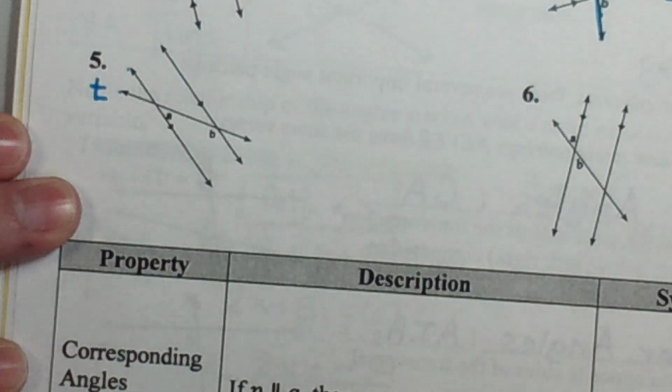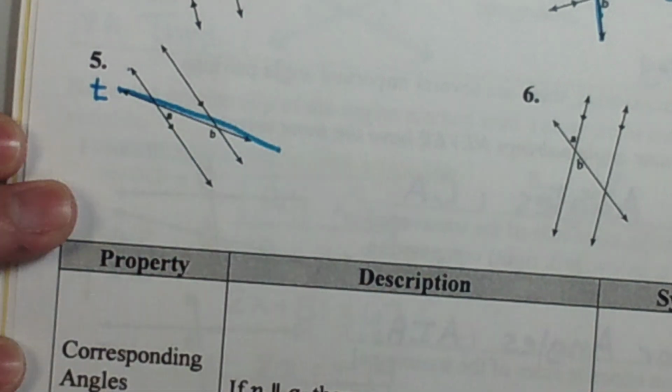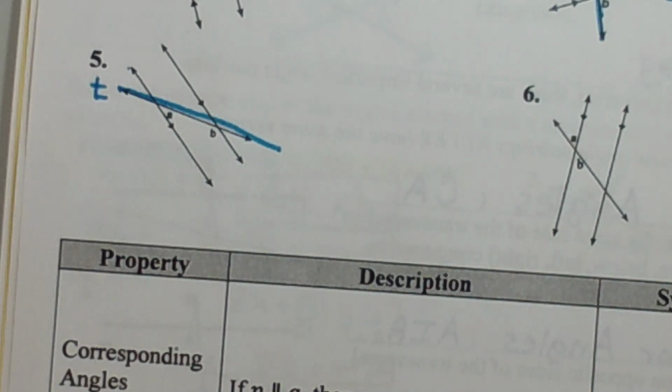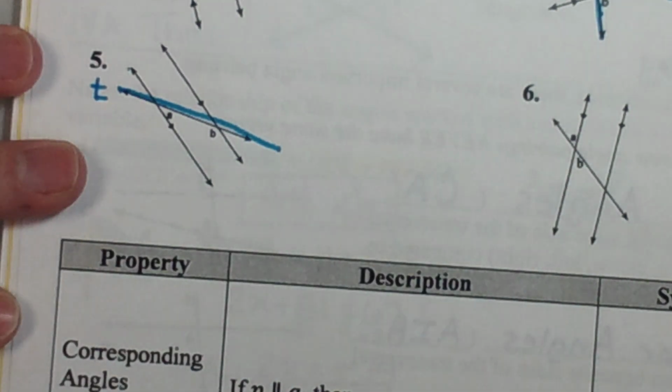One, 2, or 3? 1 is the transversal. Do A and B share a vertex? No. So, new style angle pairing. Same or opposite sides of the transversal? Same, they're both below it. Interior, exterior, or one of each? Are they between, outside, or is it one of each, in other words? They're between. Between is interior. Outside is exterior. So, same side and interior? CIA.